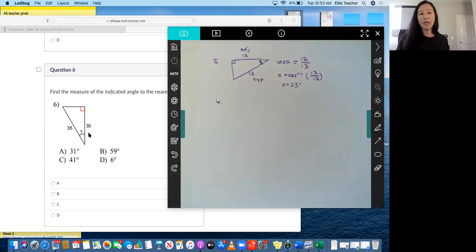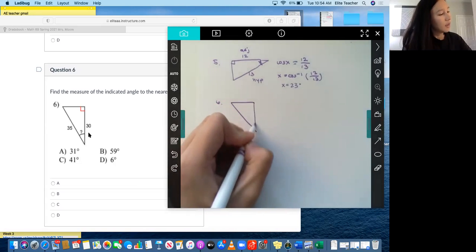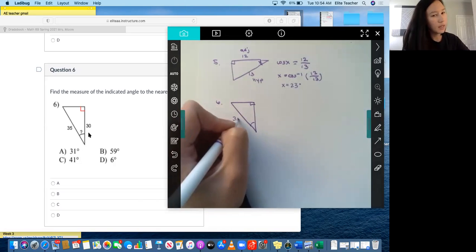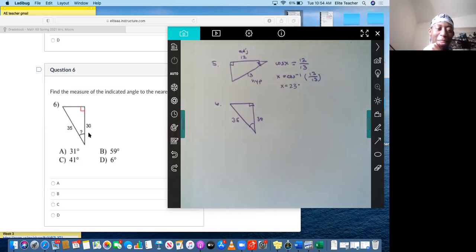Great, thank you, Elijah. So then number 6. Here's our unknown angle. We know this side's 35 and this side is 30. Let's see who hasn't gotten a turn. Jaden, you haven't had a turn. Wait, what?